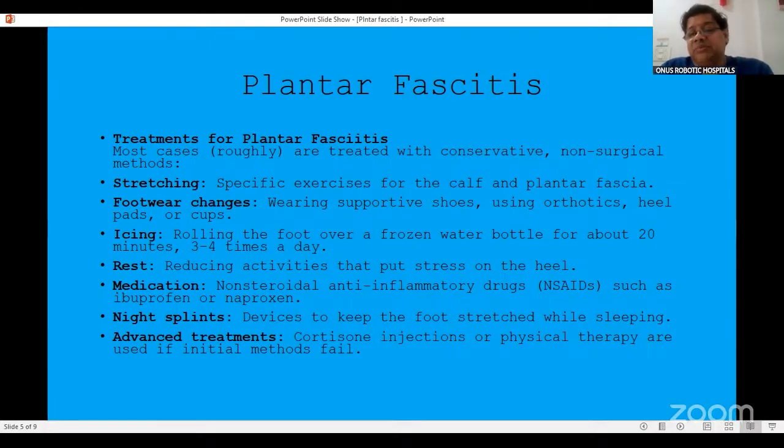Another thing is physiotherapy. So the first thing is analgesics, pain medication. The second thing is orthotics. The third thing is physiotherapy. What do we do in physiotherapy? We mostly give ultrasound therapy, shockwave therapy, or diathermy.